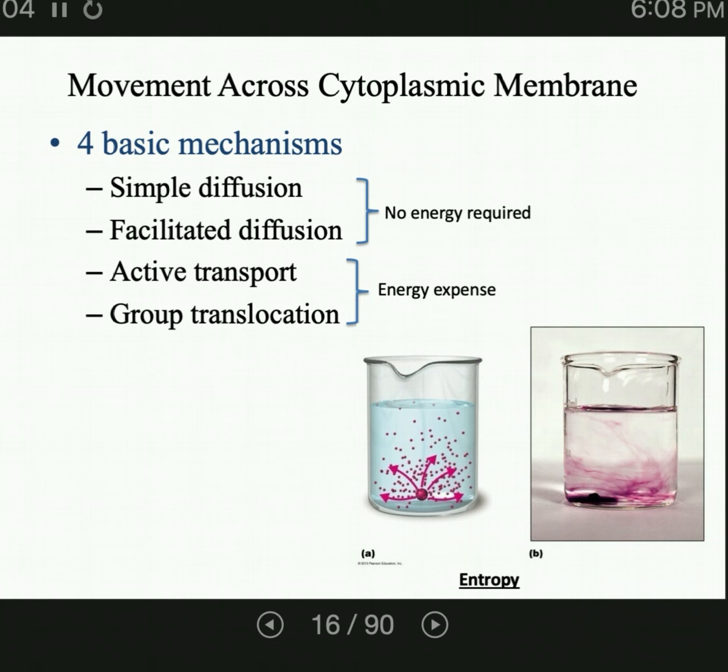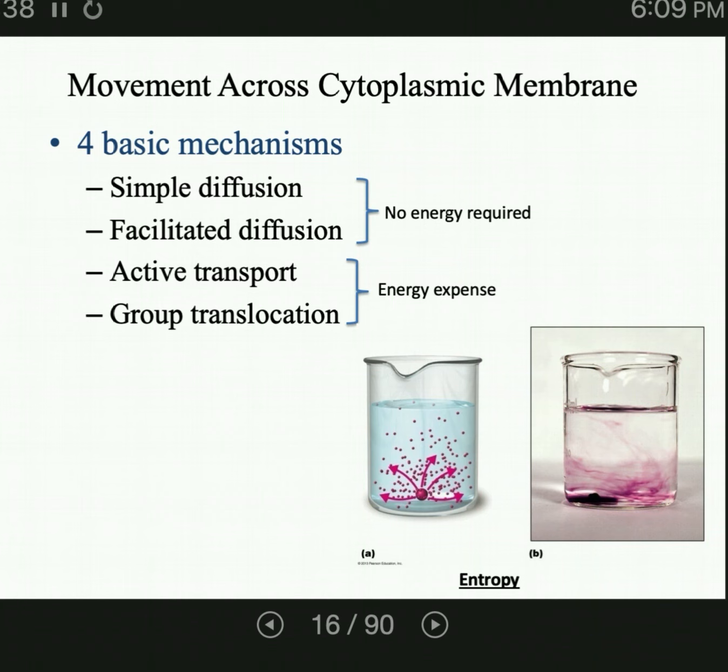So this brings us to how the cell moves things back and forth across the cell membrane, which is a very important piece to maintaining life. There are 4 basic mechanisms of movement across prokaryotic cell membranes. There's simple and facilitated diffusion. Those 2 don't require energy, so they're considered styles of passive transport. And then you have 2 different styles of active transport which do require an energy expenditure to move the item across.